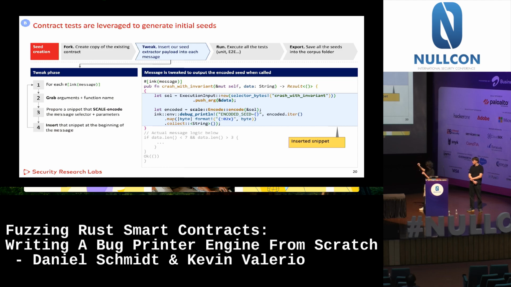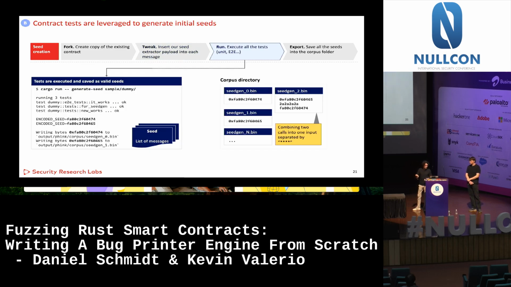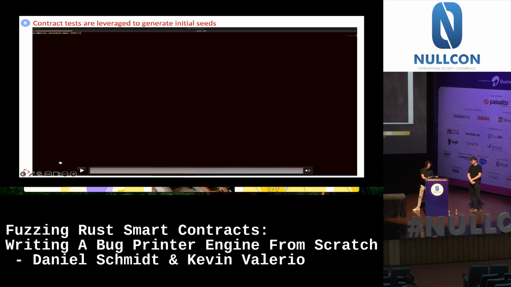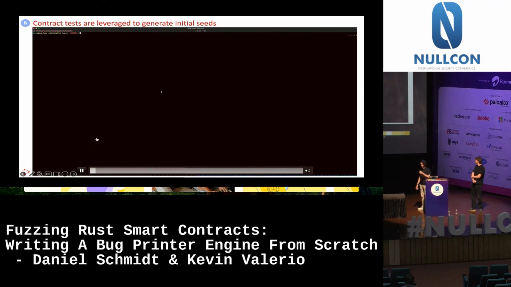We encode it. And then, the same way we do it with the coverage, we use the debug print message to pass this data, those bytes, from the WASM blob to the host, basically. And then, pretty easy, we just run all the tests, and then we save all those bytes into the disk. And we have our seeds. Maybe we can see a demo of it, how that works in practice.